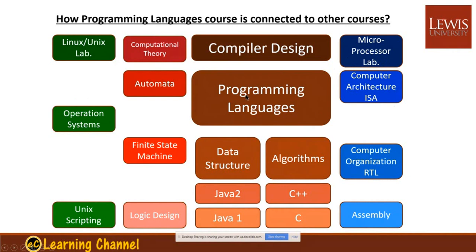This programming languages course combines the knowledge of automata, operating systems, and computer architecture to support the construction of a programming language and also a computing model. Later, this knowledge can be used for real compiler design, for language translation and machine code generation.